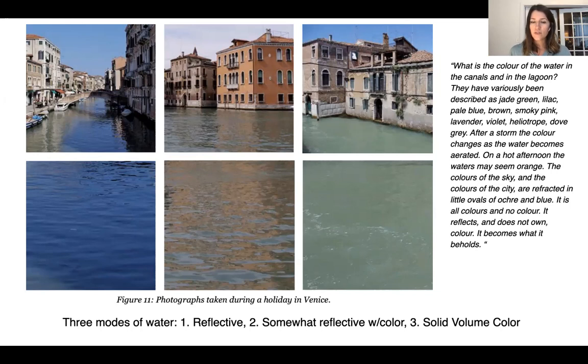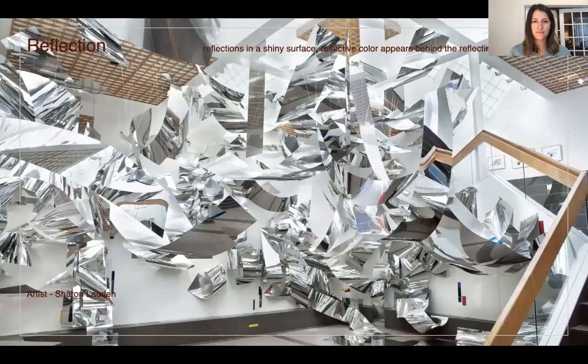So it's not reflective. You're seeing into the water. It's not very transparent or translucent. It's relatively opaque, and the solid volume color is more of a murky green. So water is very elusive and can change and deceive us in different ways based on how reflective it is, the sky conditions, all of the above.